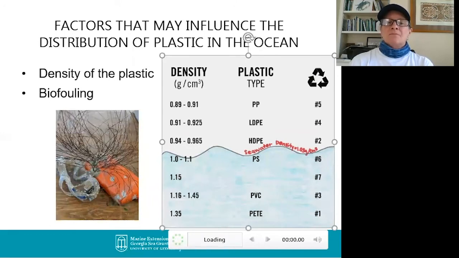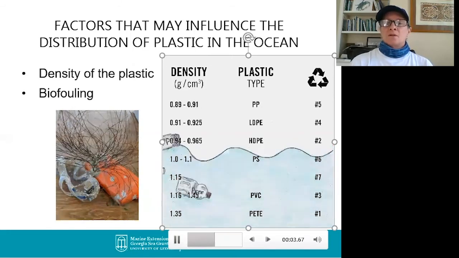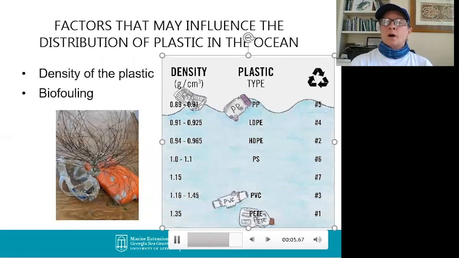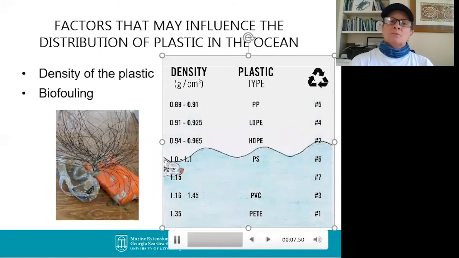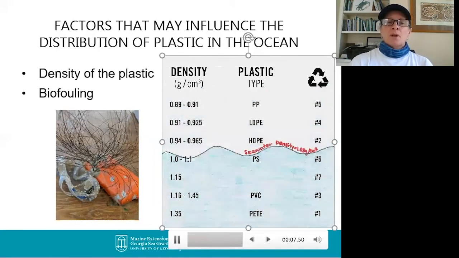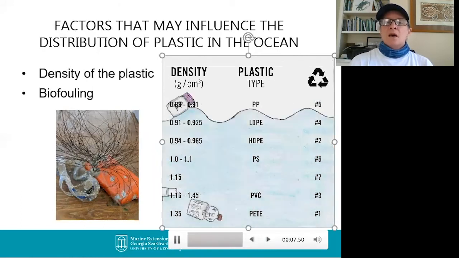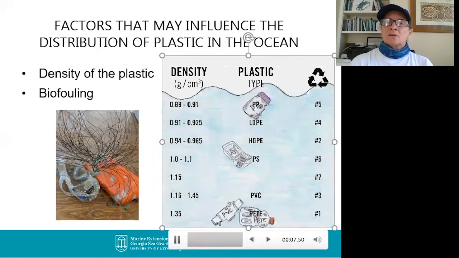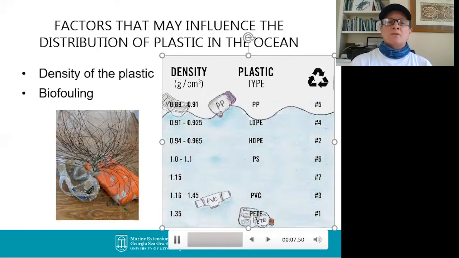Seawater has a density of about 1.03 grams per cubic centimeter. Marine debris that is less dense than seawater, including plastic items like water bottles and food containers, will float. Items that are more dense than seawater, like PVC, will sink. There are some organisms, like oysters, barnacles, and sea whips, that will settle, attach as larvae, and grow on the surface of marine debris in the ocean. And we refer to this colonization as biofouling.